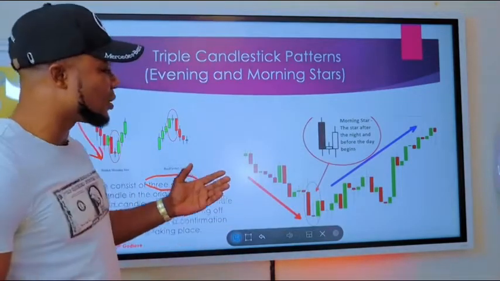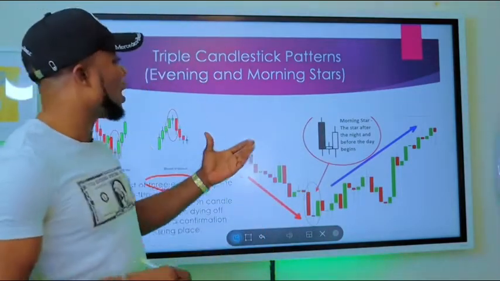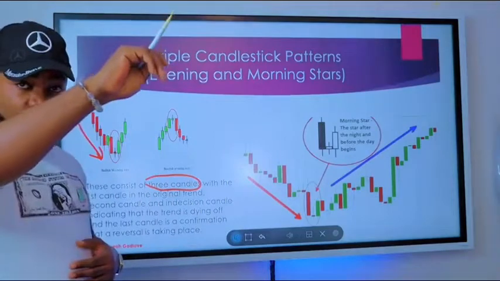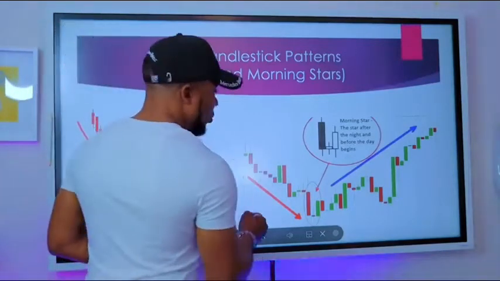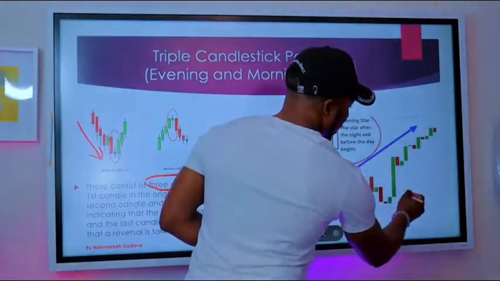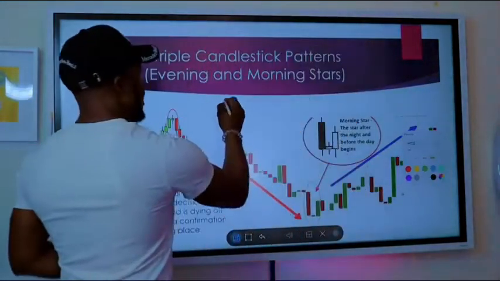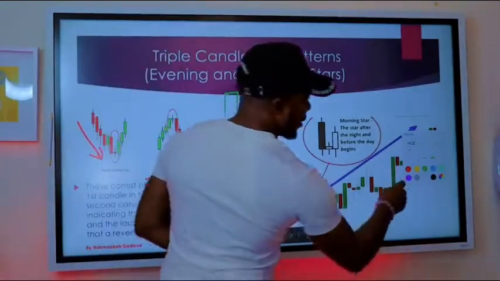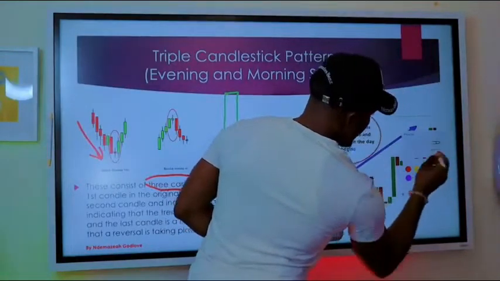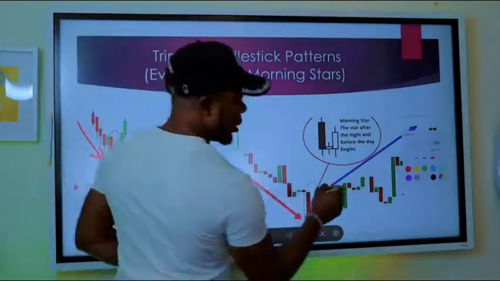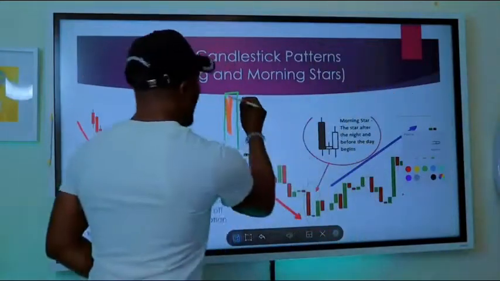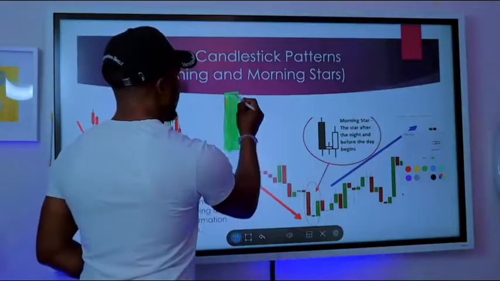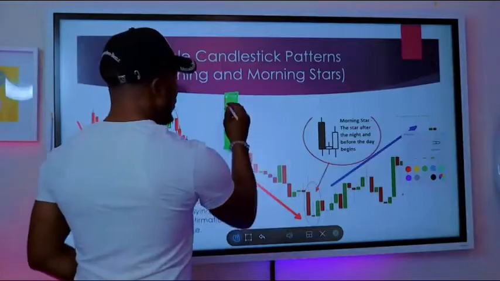If you want to call a particular structure an evening star, it means the first candle must be bullish. So the first candle must be like this. I need my colors, so let me bring out my colors and change the color. The first candle must be like this. That is our first candle.